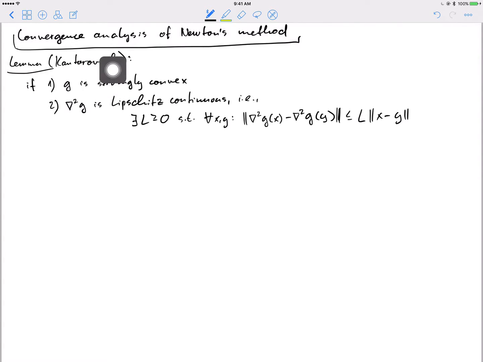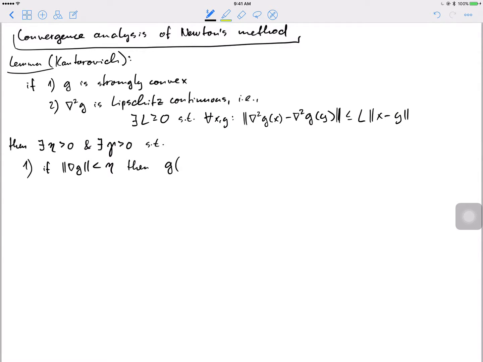So then the lemma due to Kantorovich, the classical convergence analysis of Newton's method, says that if these two assumptions are satisfied, then there exists a constant eta greater than 0 and some constant gamma also greater than 0, such that, and there are two claims there, if the norm of the gradient of g is less than this eta thing, then the value, and now we are getting to the meat of the theorem, the thing that actually matters, then we have a guaranteed decrease of the objective function minus gamma. That's the guaranteed decrease, okay?